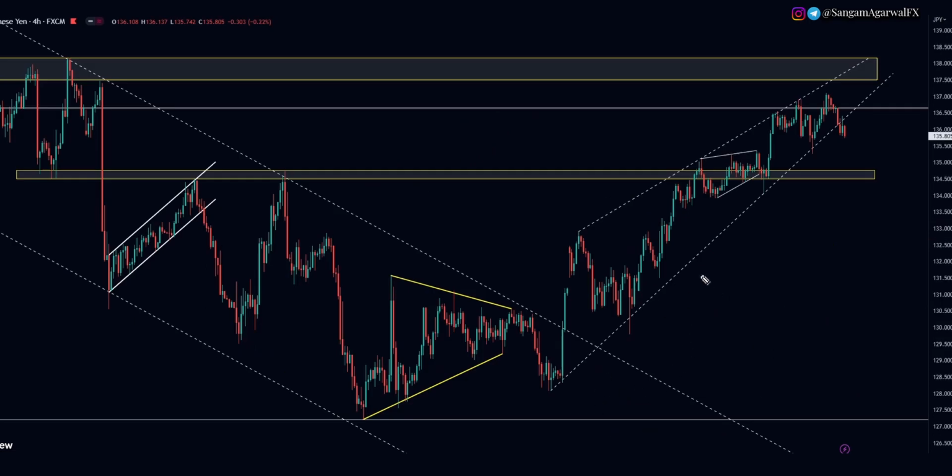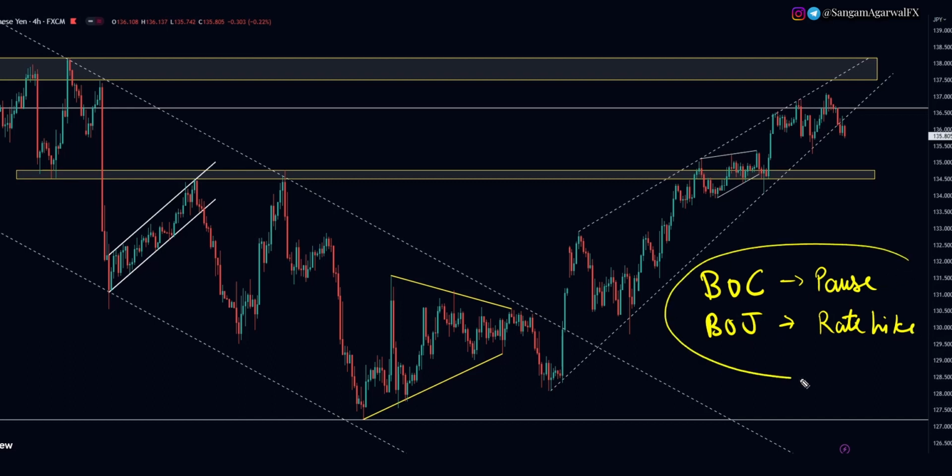But the main thing this week is the Bank of Canada monetary policy decision. If they announce a rate pause, big dollar, and the Bank of Japan, if they give a clear signal that they are stopping their money printing policy and give a signal for a rate hike, both things together can be extremely bearish for the dollar.